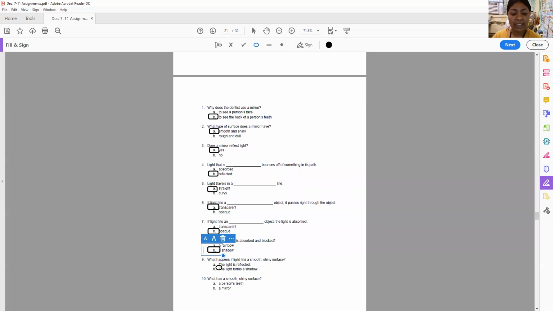Number nine, what happens if light hits a smooth, shiny surface? So what happens if the surface is smooth and shiny? Is it A, the light is reflected, or B, the light forms a shadow? Well, we know that if it's absorbed, it forms a shadow, so we know that A, it is reflected. Number 10, what has a smooth, shiny surface? A, a person's teeth, or B, a mirror? It is B, a mirror.